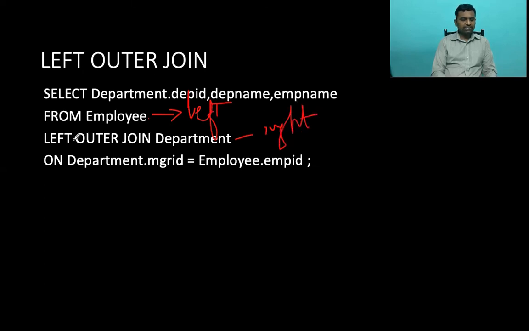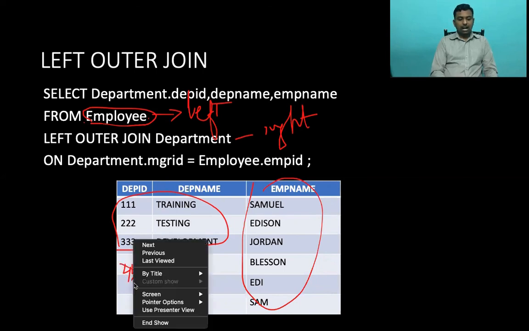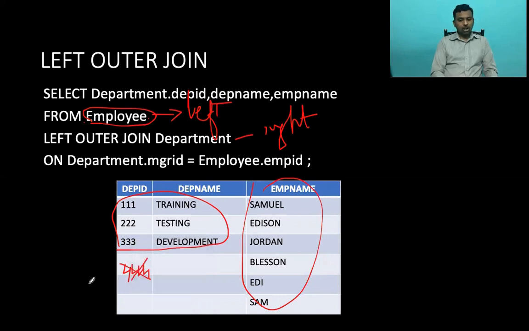Now when I say left outer join, everything from the left table will be printed, everything, right? And on the right, I have department. Only the related thing in the department table will be printed. Here you can see everything from the left, every employee is printed. But here only the matching values: 111 is getting matched with Samuel, 222 is getting matched with Edison, 333 is getting matched with Jordan. So only these three are getting printed. Even 444 is there, but that is not printed because it doesn't have any matching value. Since it is a left outer join, the unmatched value from the right table will not be printed.